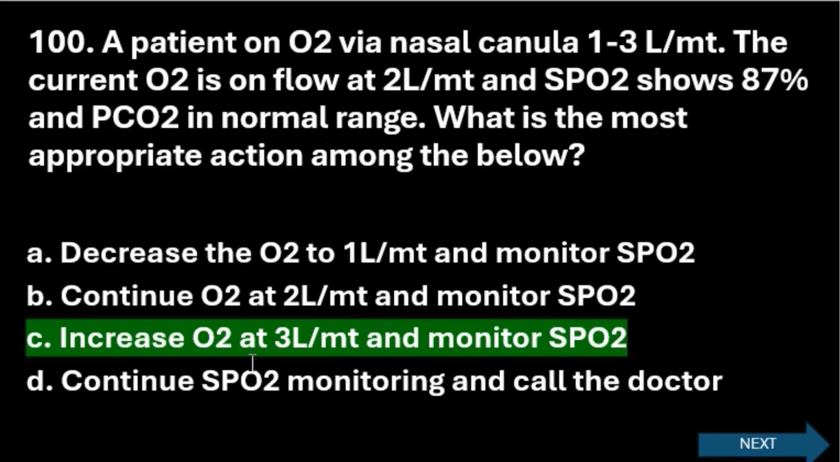So it will improve for sure, but one more option is confusing, that is D, continue SpO2 monitoring and call the doctor. This is not correct, because even if you continue the same and call the doctor, the saturation will be the same. If the doctor comes, he will also try to increase the oxygen or use an alternative method. So in this condition, the most appropriate is first to increase the O2 rate and watch the patient and improve the SpO2. Then you can call the doctor if it is not improved or if it is necessary.